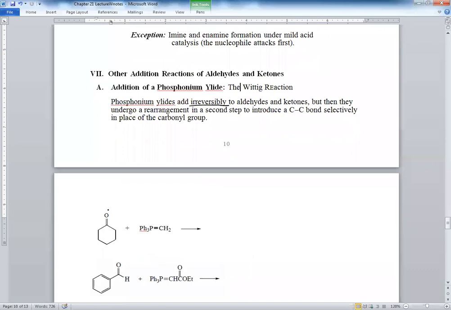So here's, and this only applies to aldehydes and ketones only, by the way. This is for aldehydes and ketones. So this is a ketone. This is the phosphonium ylide. The product of this is the following, to make it very simple.